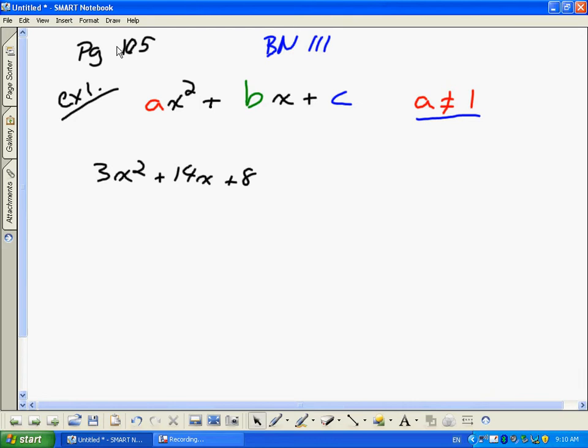In the examples we use today, the numbers are going to be either negative or positive, but they're going to be whole numbers. We won't be working with any decimals or fractions yet, okay? But this is when a does not equal 1. This is the factoring style you guys are going to have to use. So we have our first example.